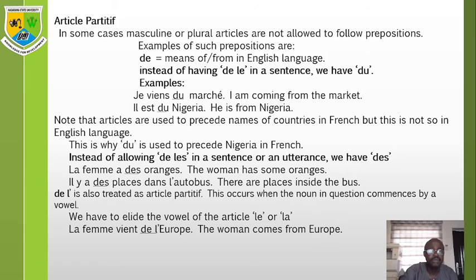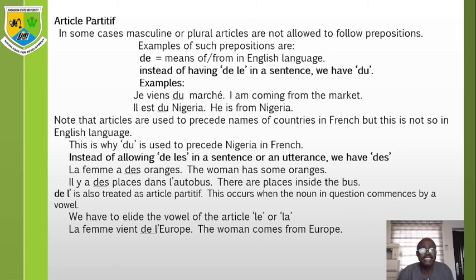Article partitive. In some cases, masculine or plural articles are not allowed to follow a preposition. Examples of such prepositions are de, meaning of or from in English. Instead of having de le in a sentence, we have du. Example: Je viens du marché. I am coming from the market. Instead of de le marché, we have written du marché.